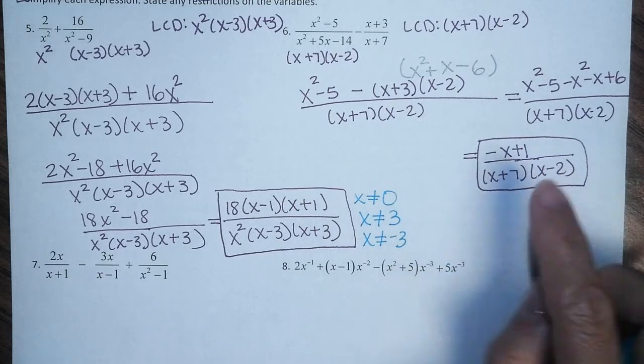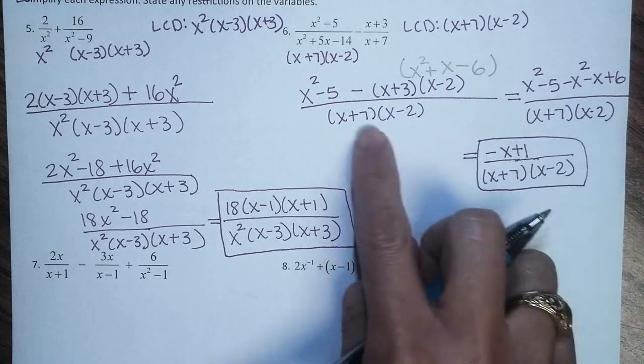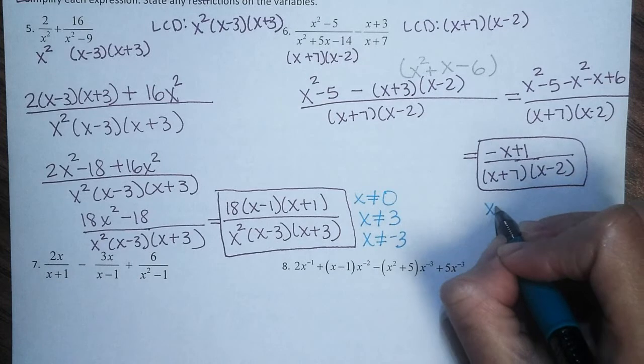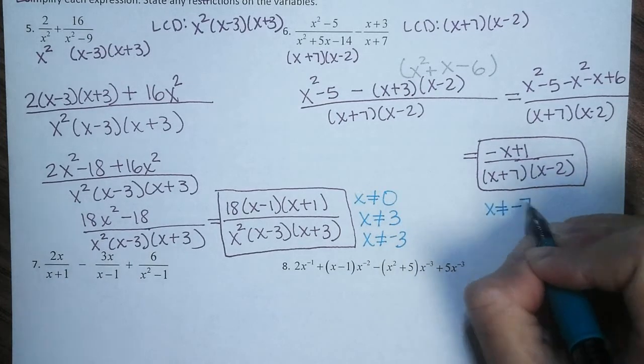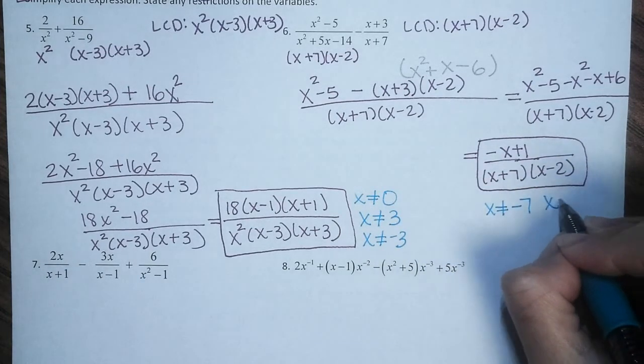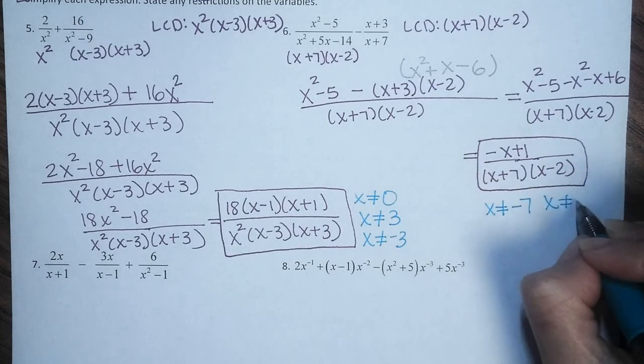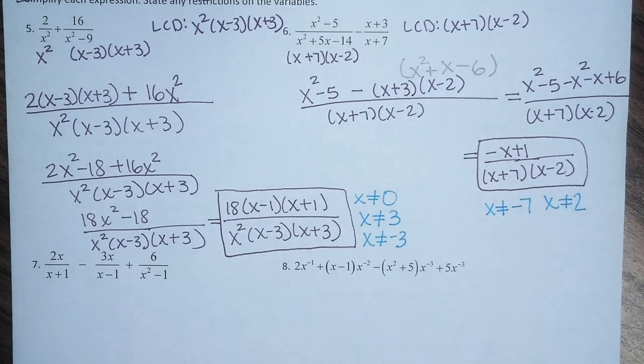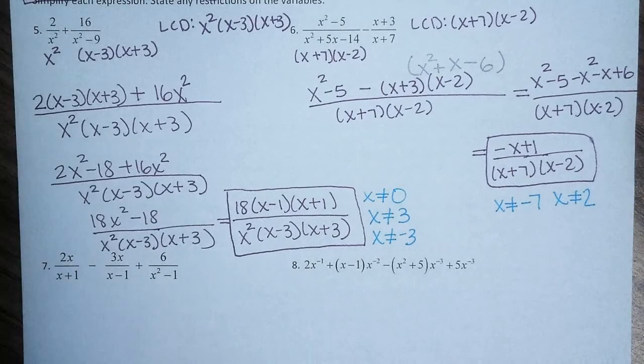Your restrictions, you just look at all the denominators you ever wrote. And it looks like x can't be negative 7. And x can't be 2. I'll stop for questions. If you feel like you got it, you can try example 7 by yourself. Okay, so let's just keep practicing some more. This time with number 7.